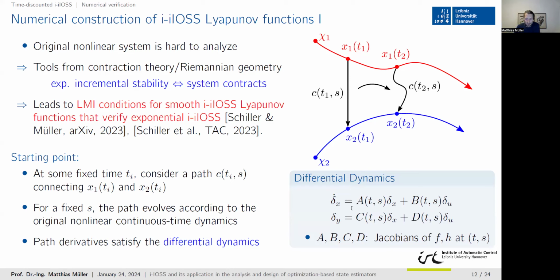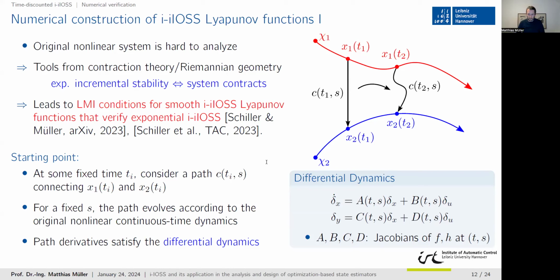So just using the chain rule, it's easy to see that these differential dynamics are just linear dynamics, time varying, of course. This is what's called the differential dynamics, and these ABCD matrices are just the Jacobians of our nonlinear vector field F and the output map H evaluated at T and S, okay?